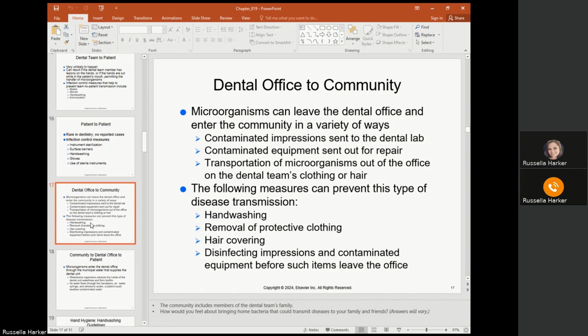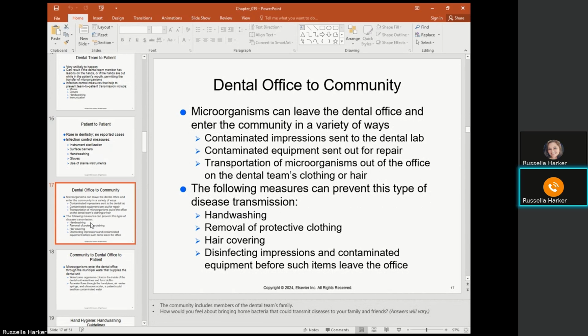If you have equipment that goes out for repair, you should either sterilize it if it can be sterilized, or disinfect it as much as you possibly can before it goes out for that repair. When you have impressions that are going out to the dental lab, always disinfect them as much as you can. You're not going to be able to sterilize the impressions, but you are going to disinfect them as much as you can to reduce the amount of microorganisms going out into the community.